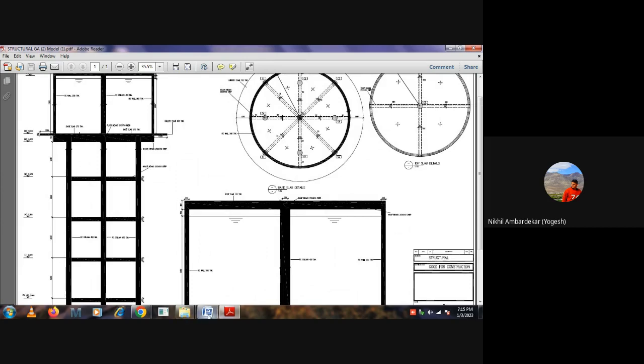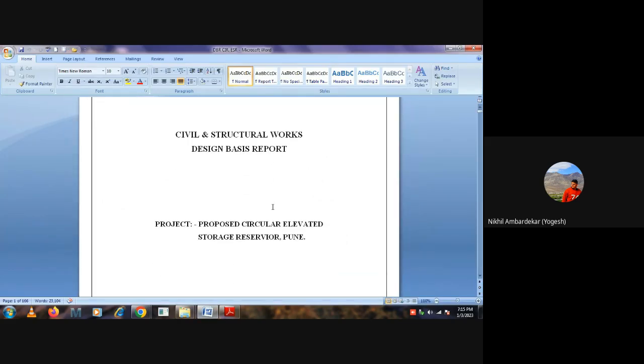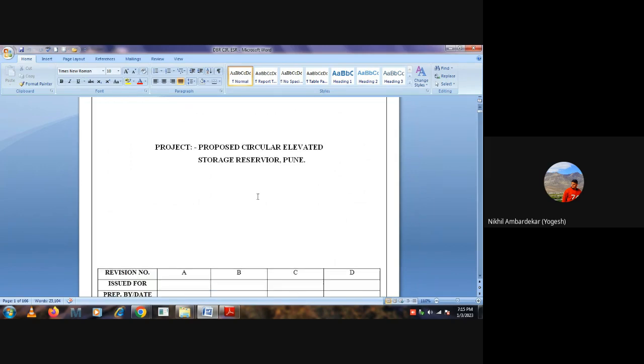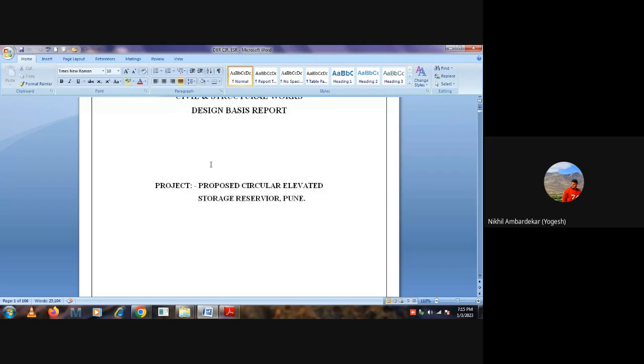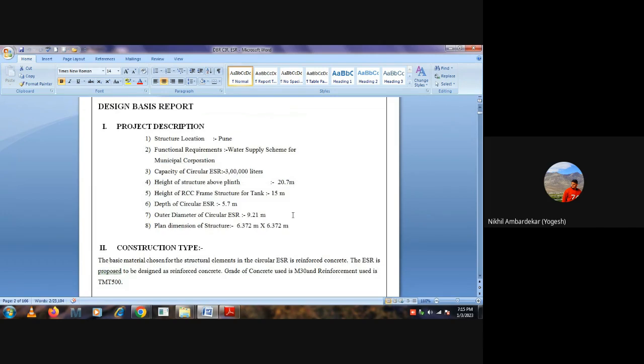Okay, so now I will open one design report. So we did this design for ESR. So I can share this format with you also. Structural works design basis report for proposed circular elevated storage reservoir, location Pune. So project description. What is the location of the structure? Pune. Functional requirement, obviously water supply scheme for municipal corporation. Capacity 3 lakh liter. Height of the structure above plinth, that is 20.7 meter.